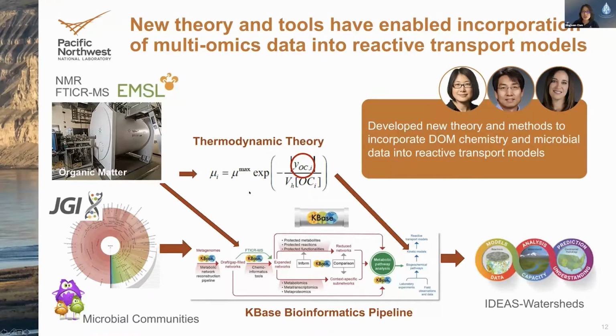I am not going to repeat this slide, because I believe you have heard enough about how you go from omics or FTICR data to generate a reaction network we can incorporate into the reactive transport model. Both Han and Kelly are heavily involved in this process. All these pipelines are built in collaboration between multiple projects funded by the Subsurface Biogeochemical Research Program, one of them being the IDEAS Watersheds.